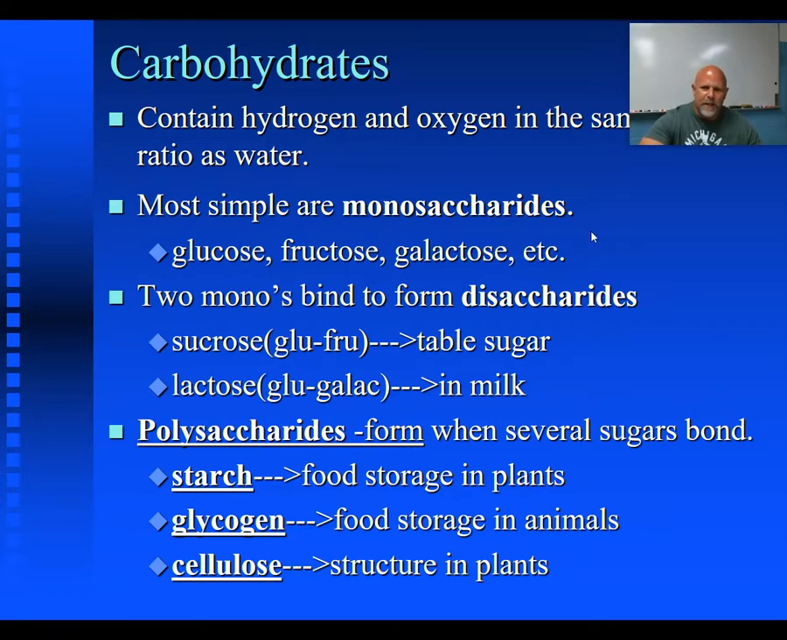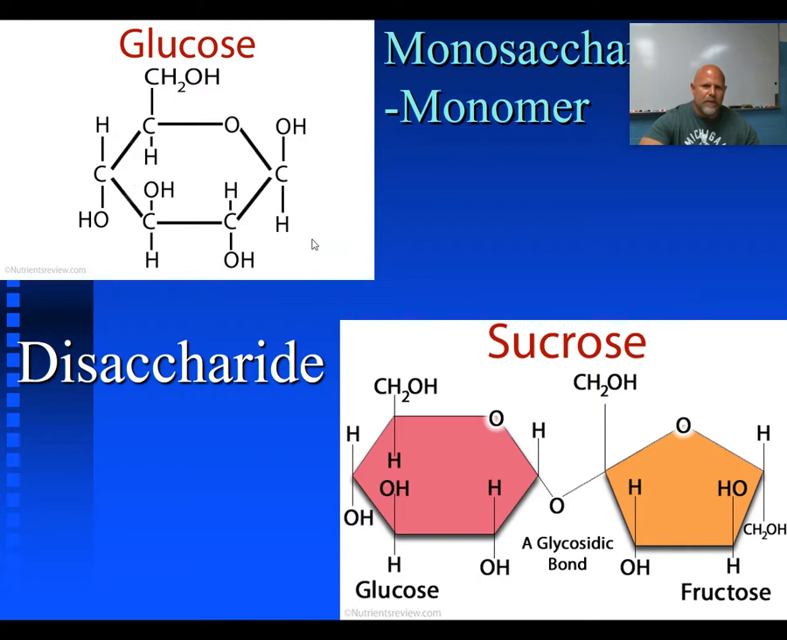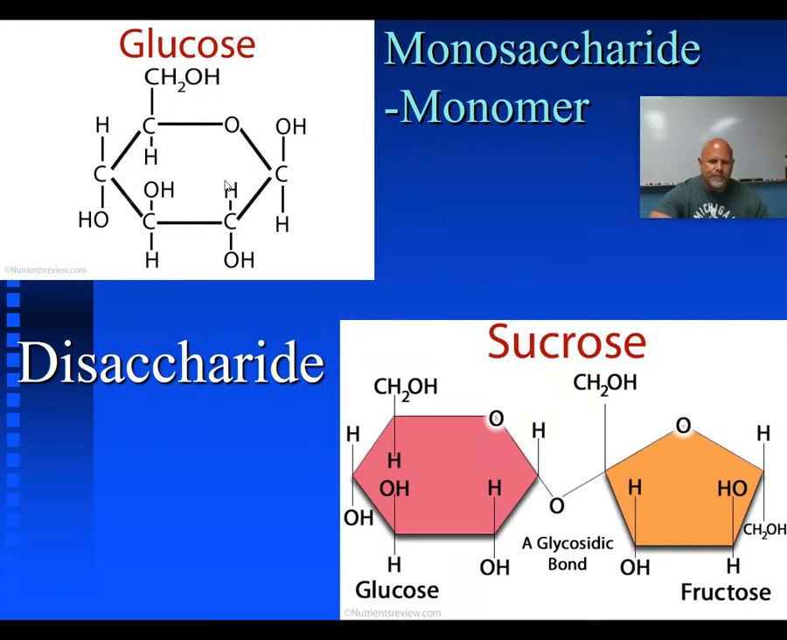Monosaccharides are going to be single-ringed carbs. Disaccharides are going to be double-ringed carbs, and polysaccharides are going to be many-ringed carbs. We'll get to those in just a second. So here's an example of a monosaccharide. A monosaccharide is going to be the monomer for sugars. This is a single-ring carb, and you can see the carbon and then the H2O at each corner. So, carbon and water.